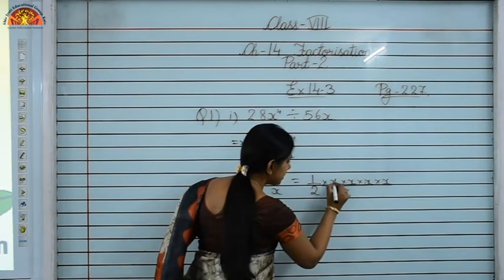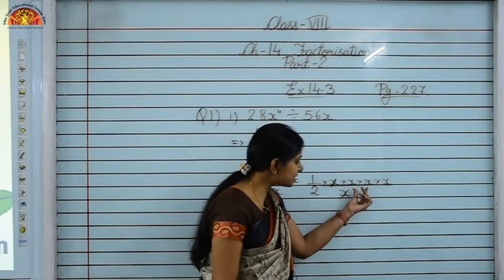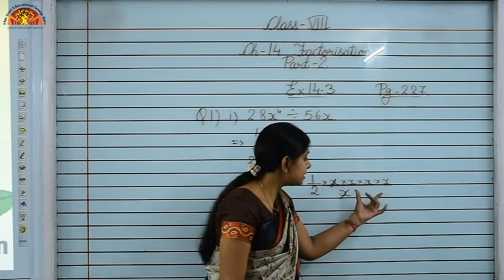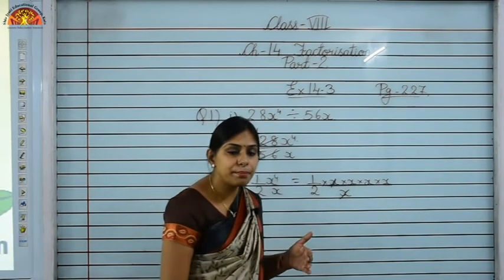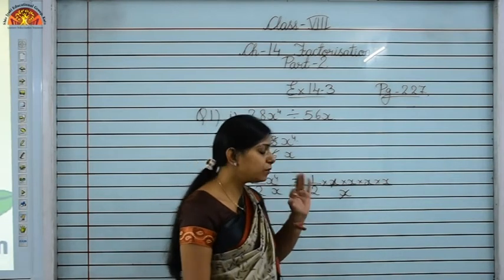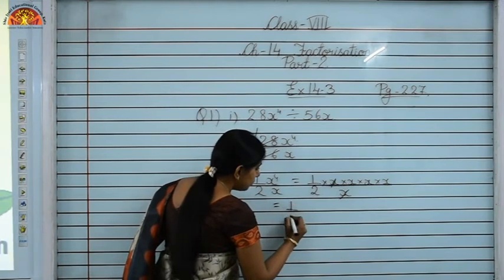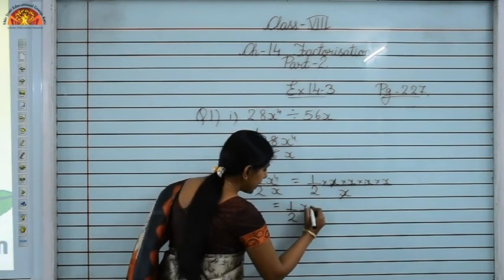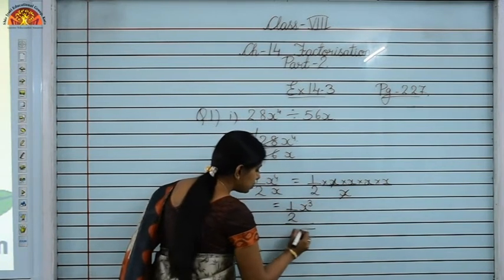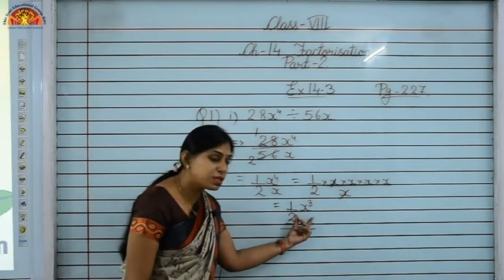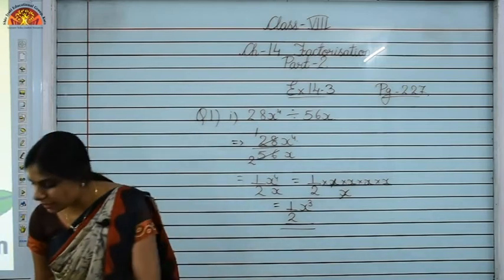So you can just cancel this x. Now how many x are remaining? That is x into x into x. That is, x is getting multiplied by itself 3 times after the simplification. So you can just write 1 upon 2 x raised to the power 3, which is your answer. Now let's solve the next question.